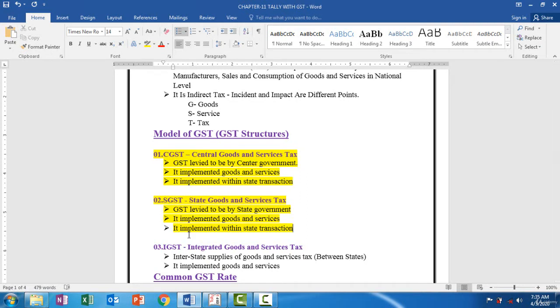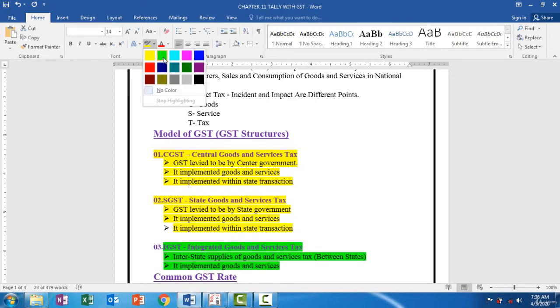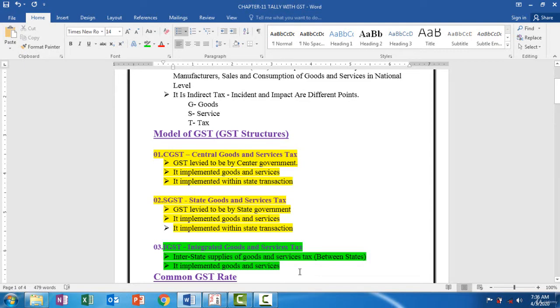The other one is IGST, which means Integrated Goods and Service Tax. This tax will be implemented on interstate supply of goods and services, meaning between the states. I'm going to differentiate this one, because those two taxes apply within a state transaction, while this tax is implemented between the states. For example, I'm from Kerala. If I sell goods and services to another state, for example Kerala to Tamil Nadu, or Kerala to Delhi, or Kerala to Andhra, at that time IGST will be implemented.